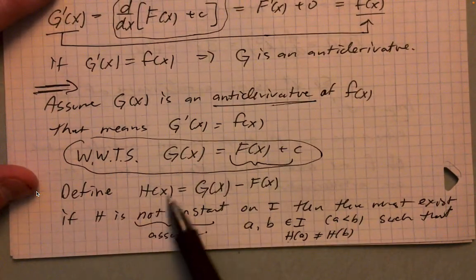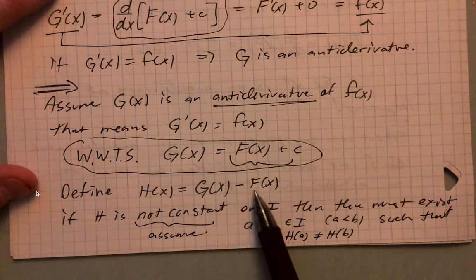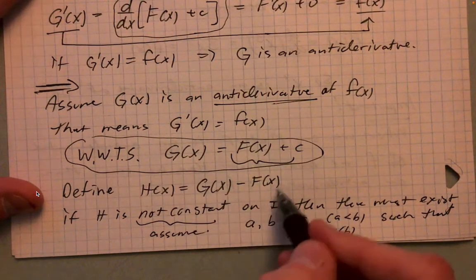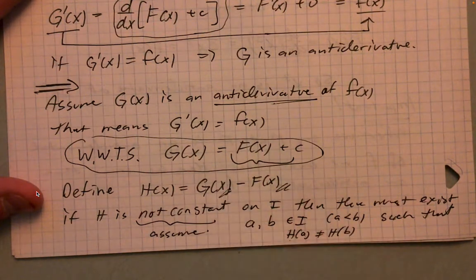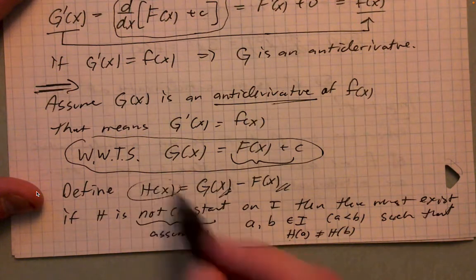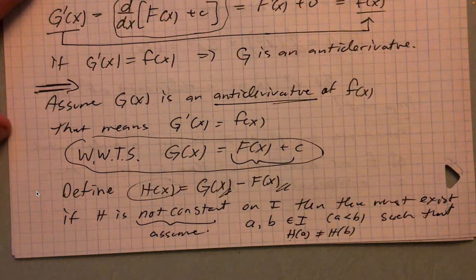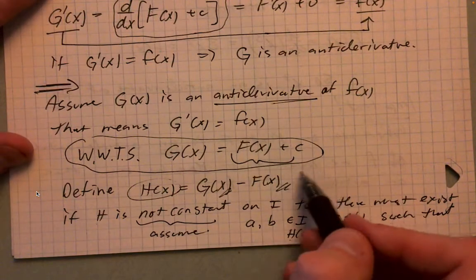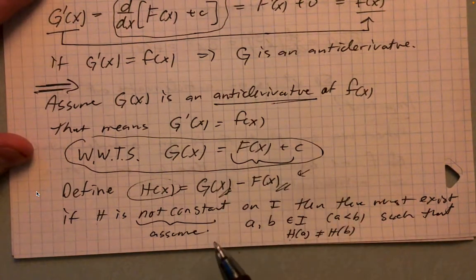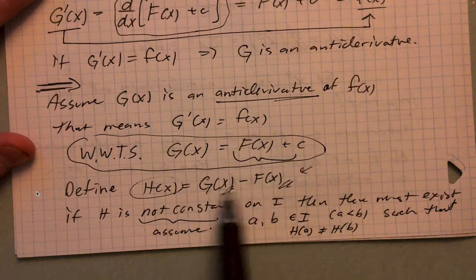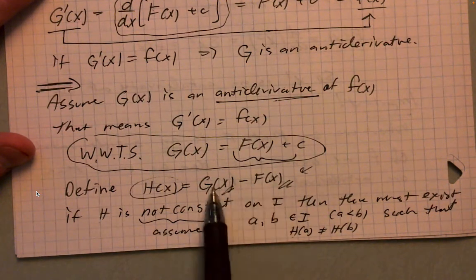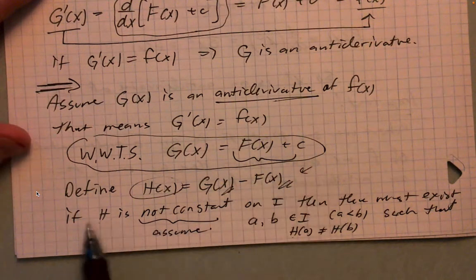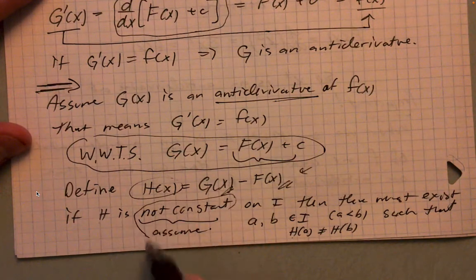So define big H of x equal to g of x minus big F of x. Now the assumption here is that F of x is an antiderivative and g of x is as well, right? So we're defining this h to be the difference between the two. Now if h is not constant, stepping outside of the proof for a second, what we would expect is that if these are two different antiderivatives of little f, then they should be the same except for some constant. So what we're assuming here is that h is not constant.